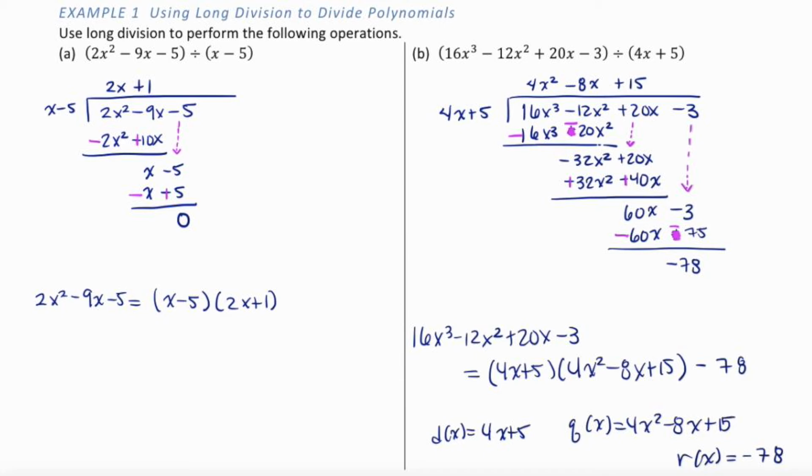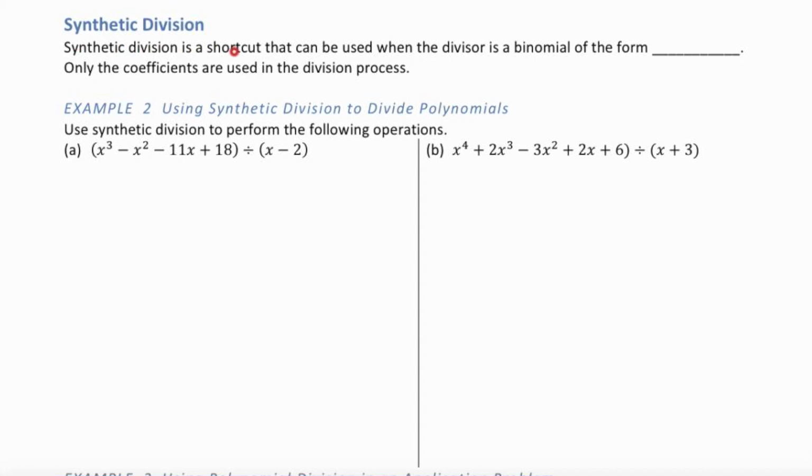Let's turn to the next page of section 3.5 notes. Synthetic division is a shortcut that can be used when the divisor is a binomial of the form x minus k. So we have to have something of this form. We can't divide, like our previous examples, by a squared term or a cubed term. Only the coefficients are used in the division process.